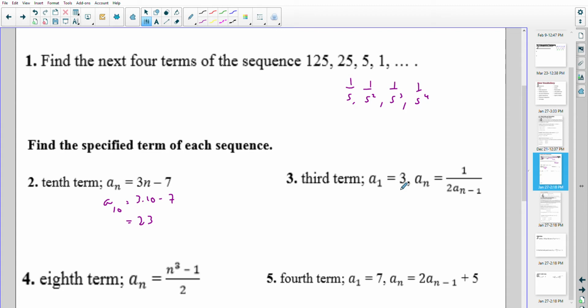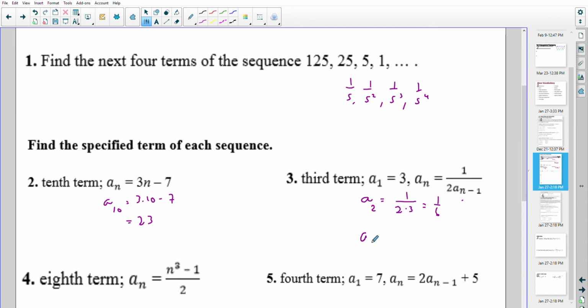The third term here, you can see it's recursive, which means that I have to substitute in the first term here. So when you do this, you're going to get a sub 2 is equal to 1 over 2 times a sub 1. If you put 2 in here, that n is 2, you're really going to get a sub 1, because 2 minus 1 is 1. So your a sub 1 is 3. So therefore, it's going to be 1 over 2 times 3, which equals 1/6.